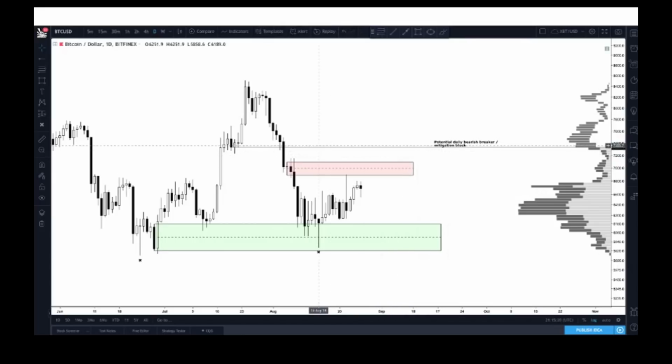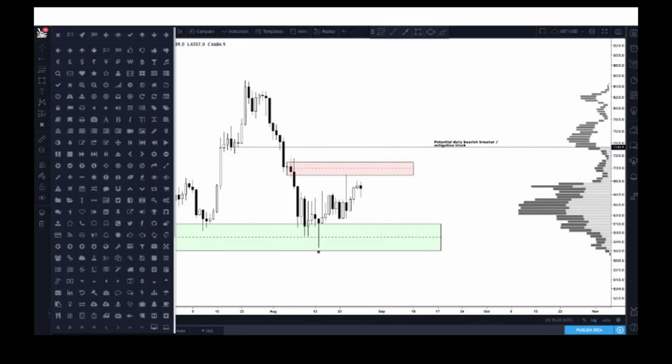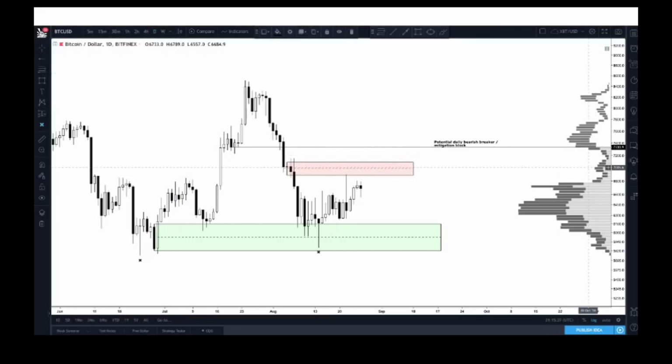Also, the reason I choose this level is because it's at the end of this major volume gap over here that we have yet to fill. If you look on higher time frames as well, you can see this gap is quite prominent.